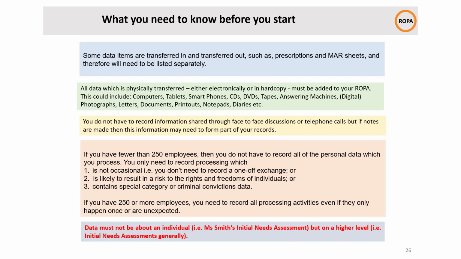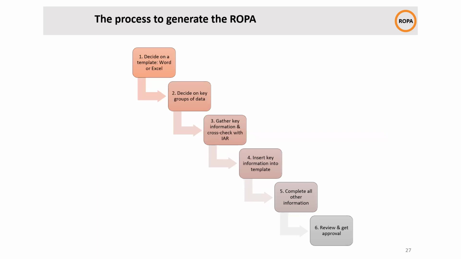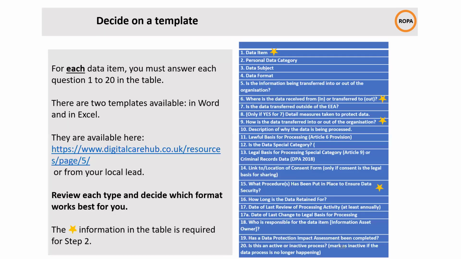And just to re-emphasize that the data we're talking about must not be about an individual, but on the high level. So for example, not the individual care records or initial needs assessment of Mrs. Smith, but initial needs assessment generally. So again, similar sort of process, decide what you're going to use to record it, decide on your key groups of data, gather your key information and check that you've covered everything that's on your information asset register, complete the template, complete all the other information, and then get approval for that.